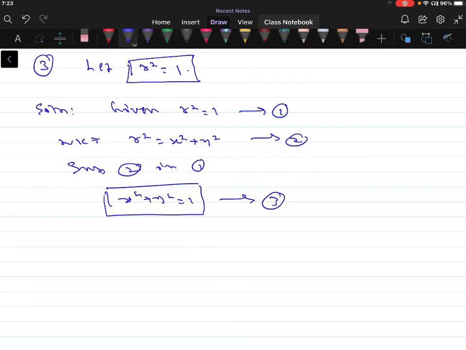So equation 3 represents a circle with center at the origin and radius equal to 1.